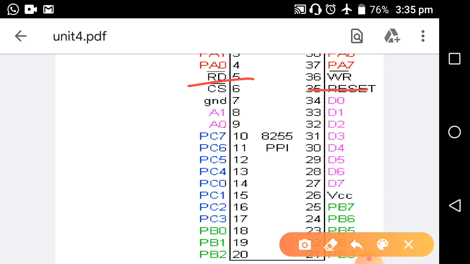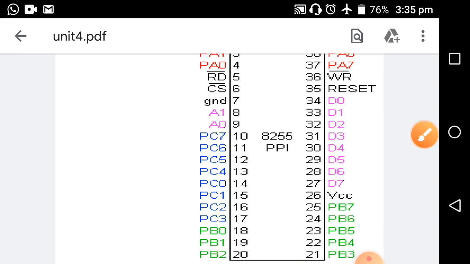And if the microprocessor wants to write the data, or send the data to any of the IO devices, then the microprocessor applies the write bar control logic, which is active low, at pin number 36.